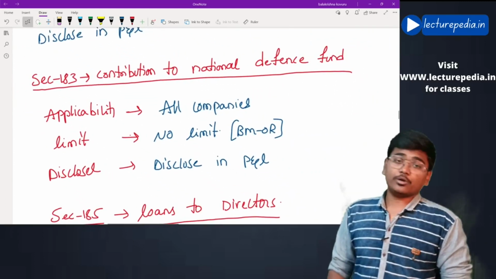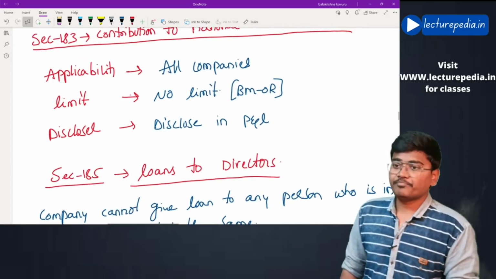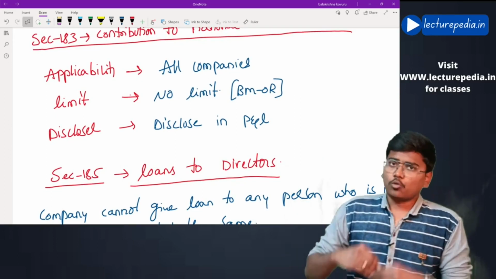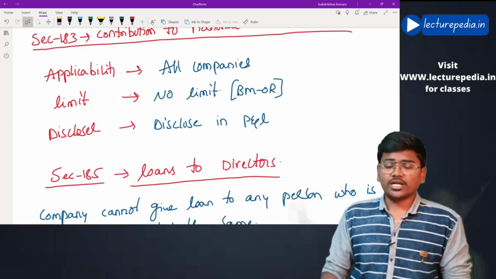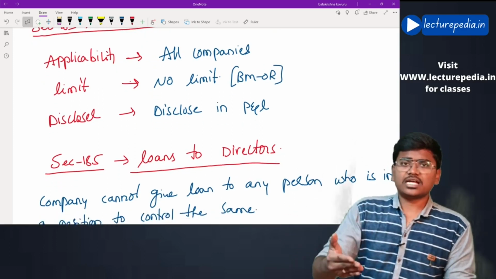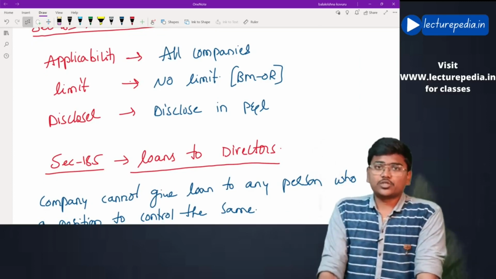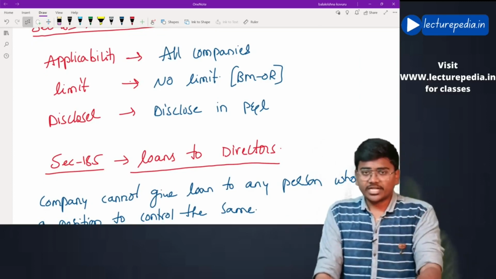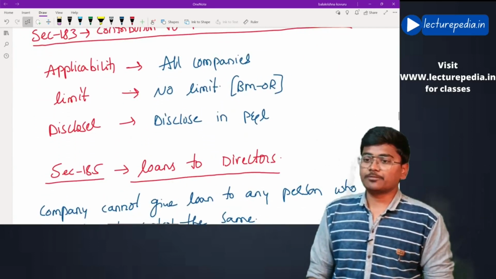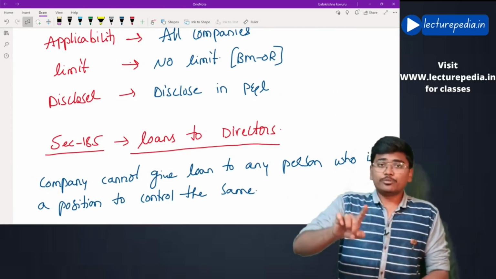Next, section number 183, which deals with contributions to defense fund. Applicability is to all companies, and limit, there is no limit. Whatever the amount the company wants, the company can donate by taking board meeting ordinary resolution, and disclosure has to be given in the profit and loss account. These are the 3 sections relating to contributions. Section number 181, 182, 183. Next, section number 184 deals with the disclosures that we will be discussing at the end.